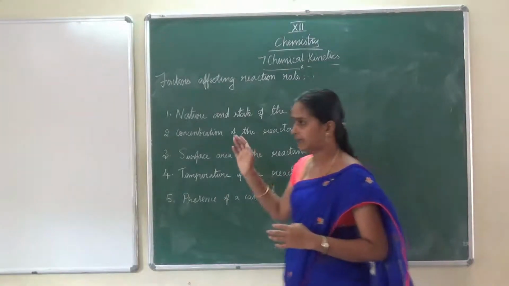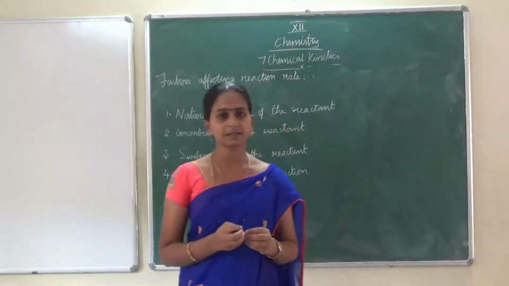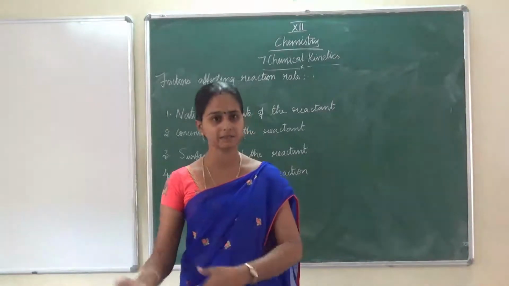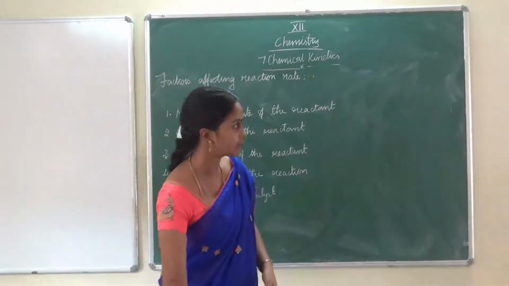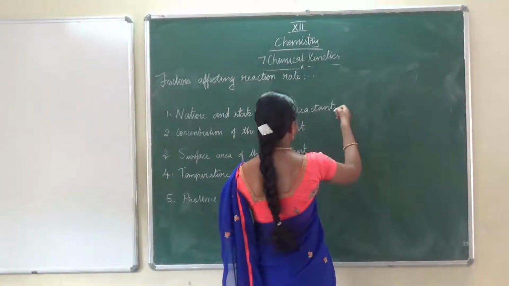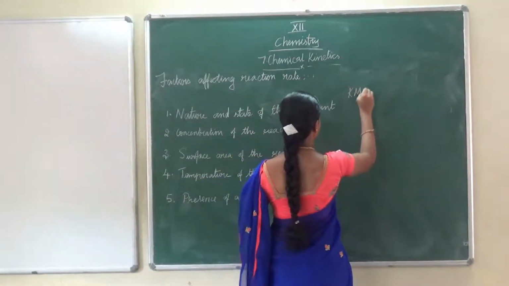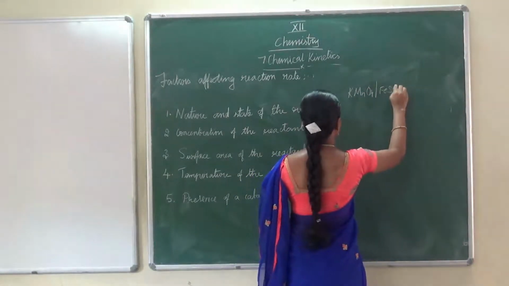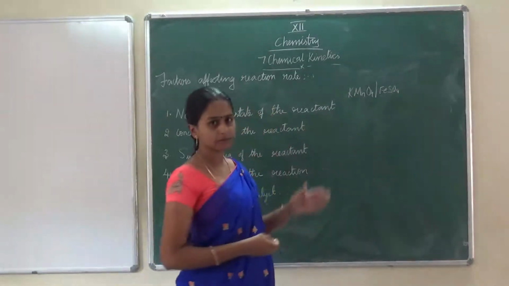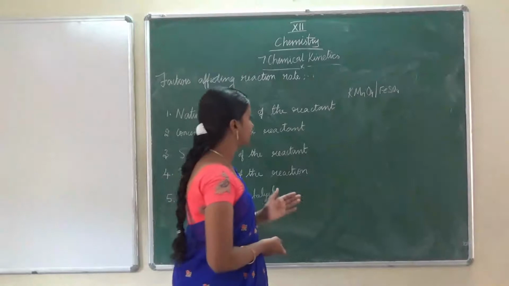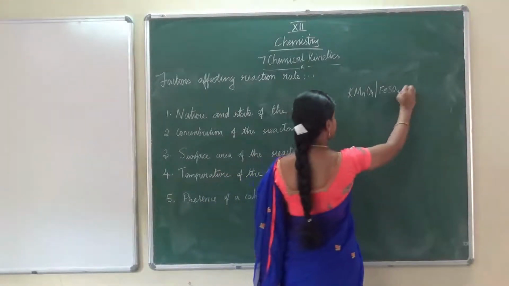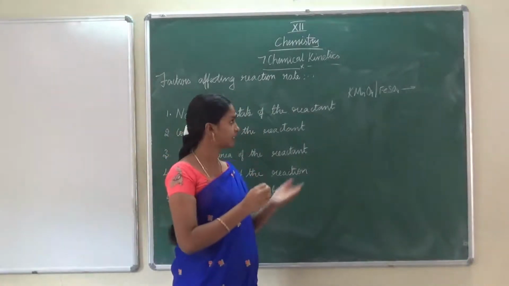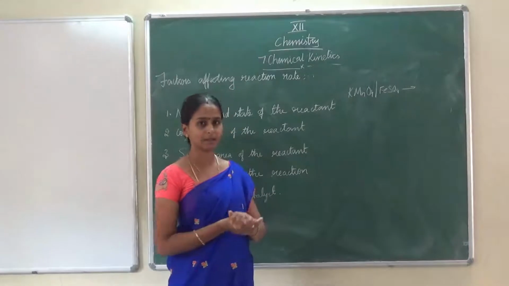The first one, nature of the reactant. Some reactions take place at normal room temperature. Some reactions we have to heat, then only the reaction will take place. For example, the redox reaction between KMnO4 and FeSO4, ferrous sulfate. In 12th standard we are going to do this as a practical. Between these, the reaction will take place immediately. Normal room temperature is enough. Directly we can add KMnO4 and FeSO4, and we will get that pink color.